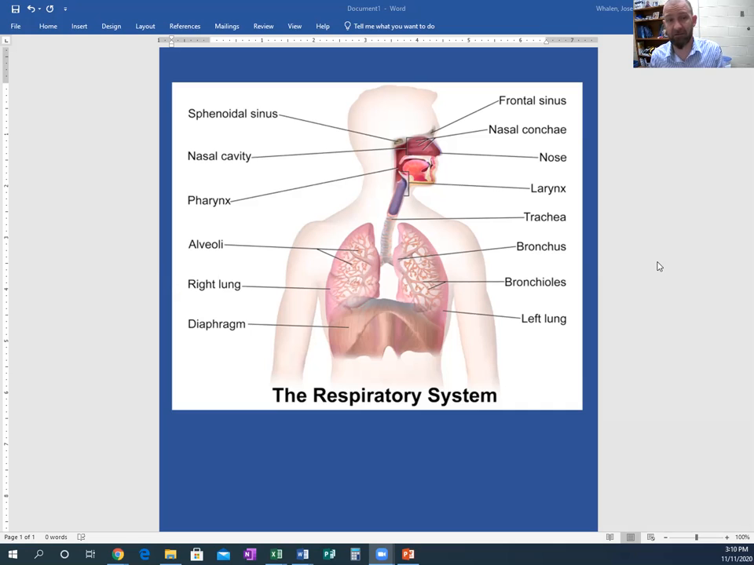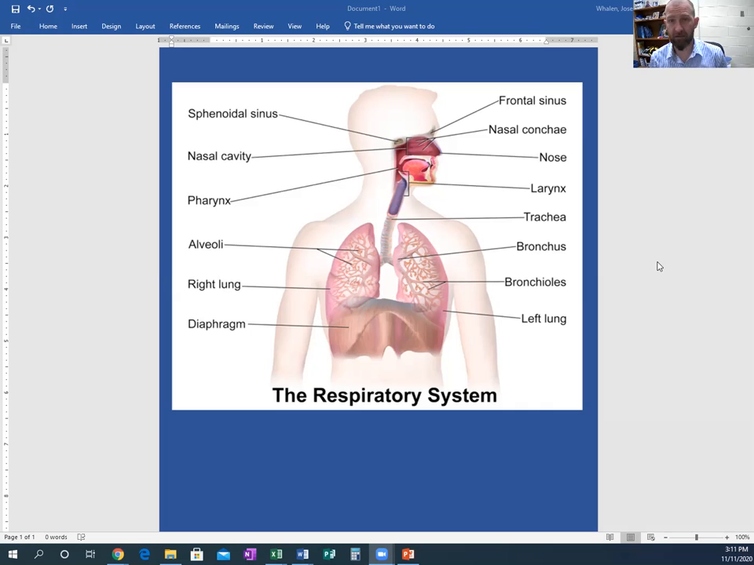Also, at the same time the diaphragm is moving downwards, our intercostal muscles, our muscles between our ribs, they're responsible for making our rib cage go out and up. So when we take a deep breath, our chest expands like that. That's our intercostal muscles moving our ribs there.